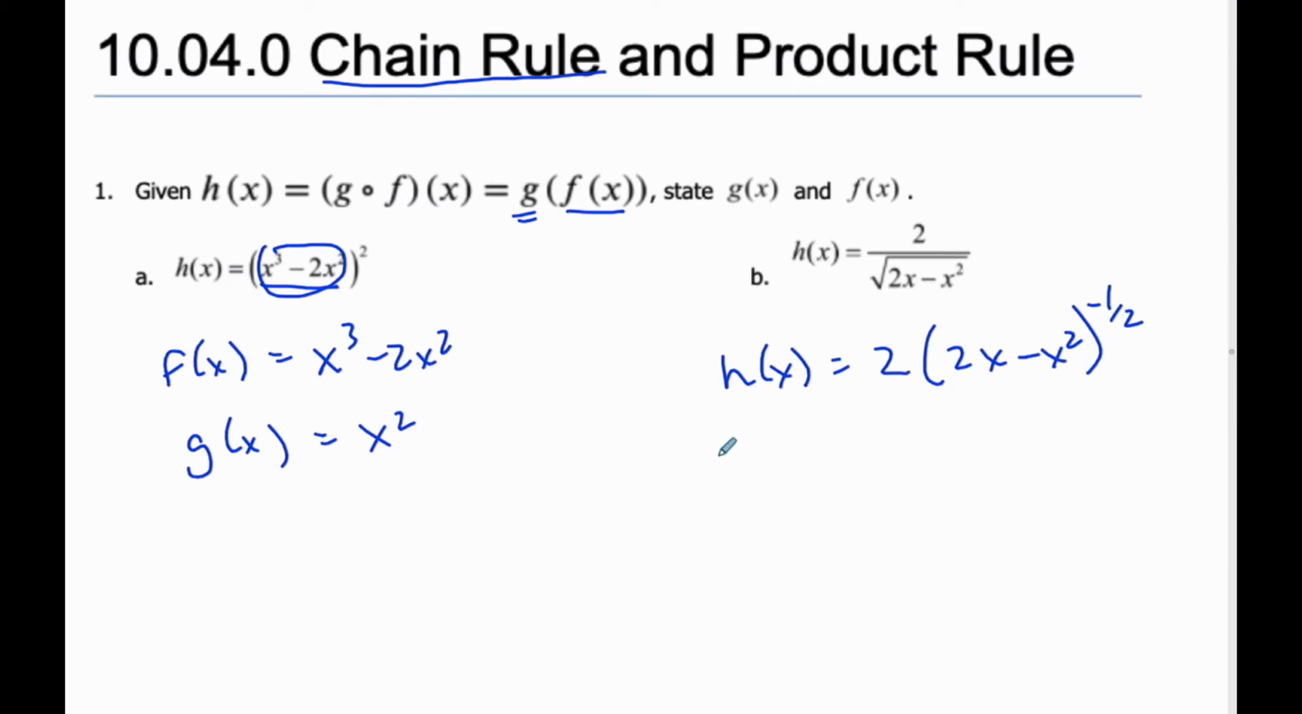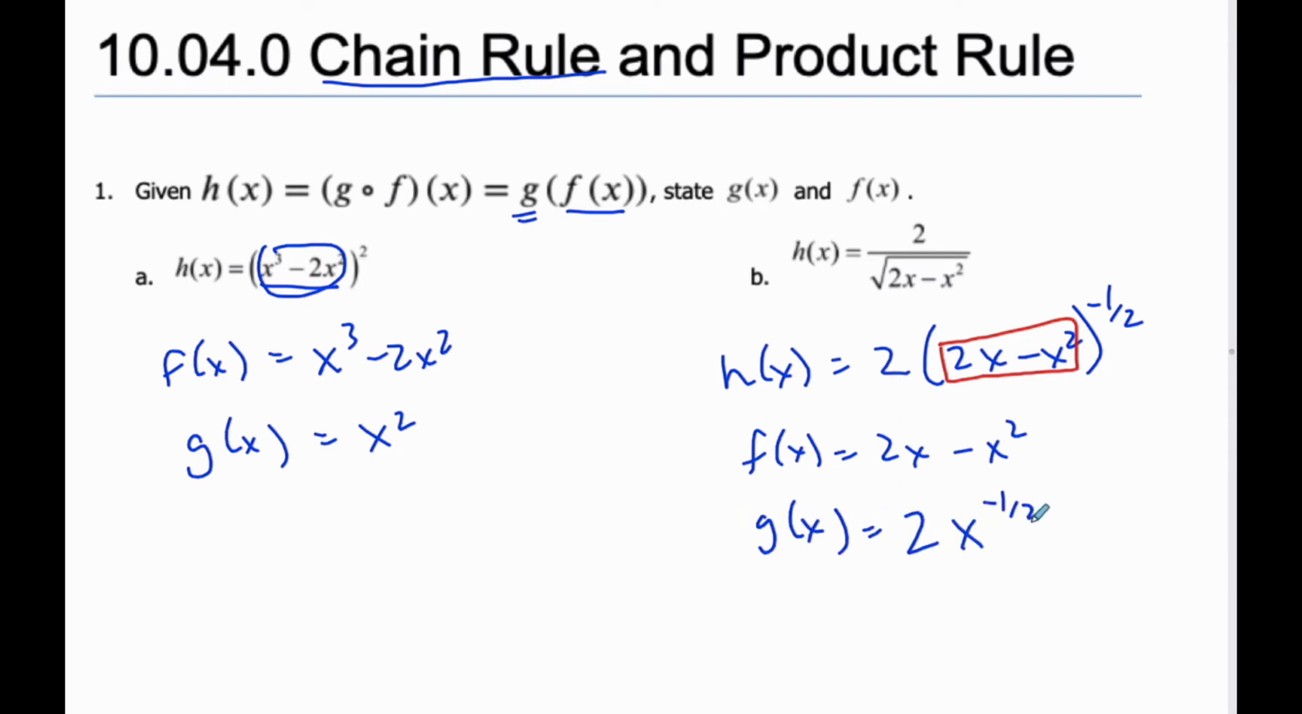And so now this here is my inside function. My inside function f of x is equal to 2x minus x squared. And then my outside function g is going to be x to the minus 1/2, because this here will be my x value. That's all of x. So this idea of an inside function and outside function is really important when we're doing the chain rule.